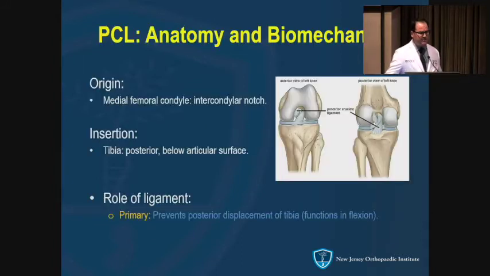So with PCL, posterior cruciate ligaments, the PCL sort of runs in a crisscross fashion with the ACL. It goes from the medial femoral condyle to the posterior aspect of the tibia, and its primary role is actually preventing the tibia from going posterior on the femur.